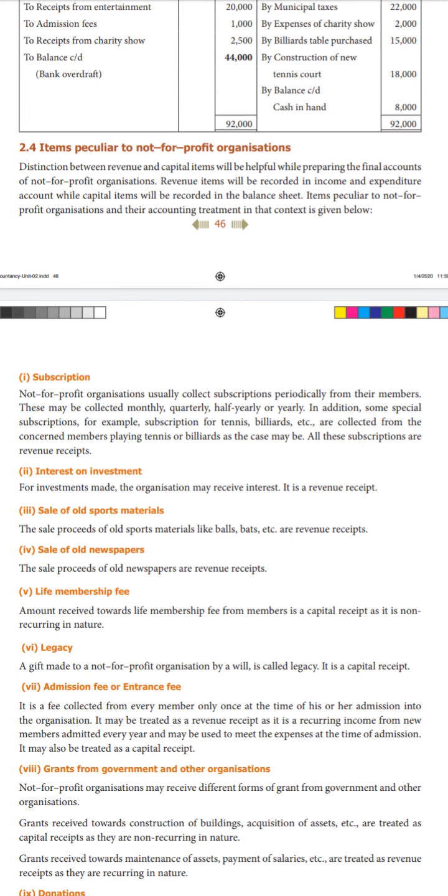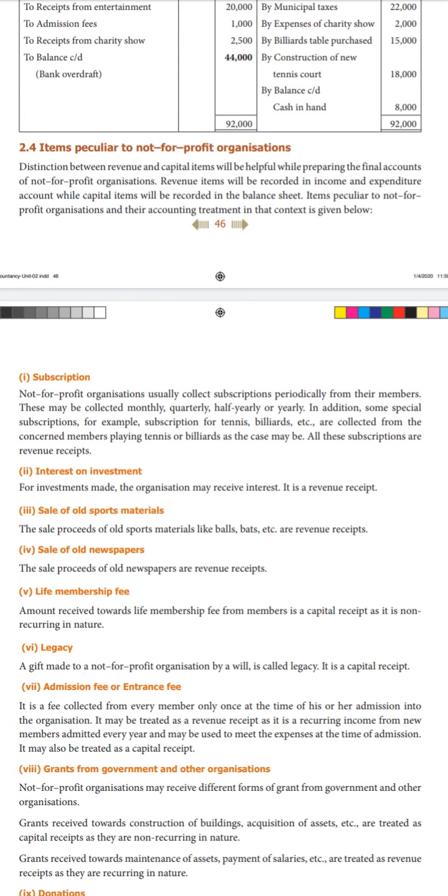Then the next one is legacy. Legacy means you are giving a gift to a non-profit organization out of your own wish. Nobody is compelling you, you are doing it out of your own wish. In that case, it is considered as capital receipt.